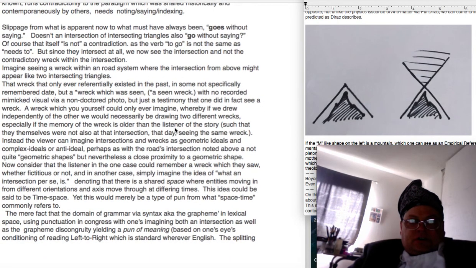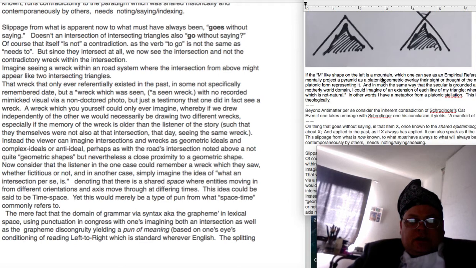Doesn't an intersection of intersecting triangles also go without saying? Of course, that itself is not a contradiction, as the verb to go is not the same as needs to. But since they intersect at all, we now see the intersection and not the contradictory wreck within the intersection. Imagine seeing a wreck within a road system whereby the intersection from above might appear like two intersecting triangles.